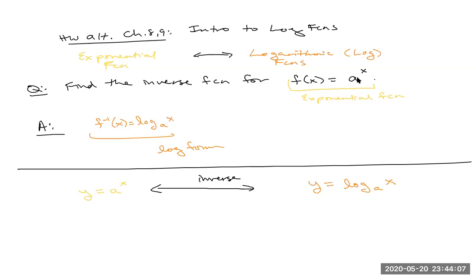So now if, again, the point (a, b) is on your original exponential graph, then the point (b, a) will be on your log graph. Let's go ahead and go back to the note guide.